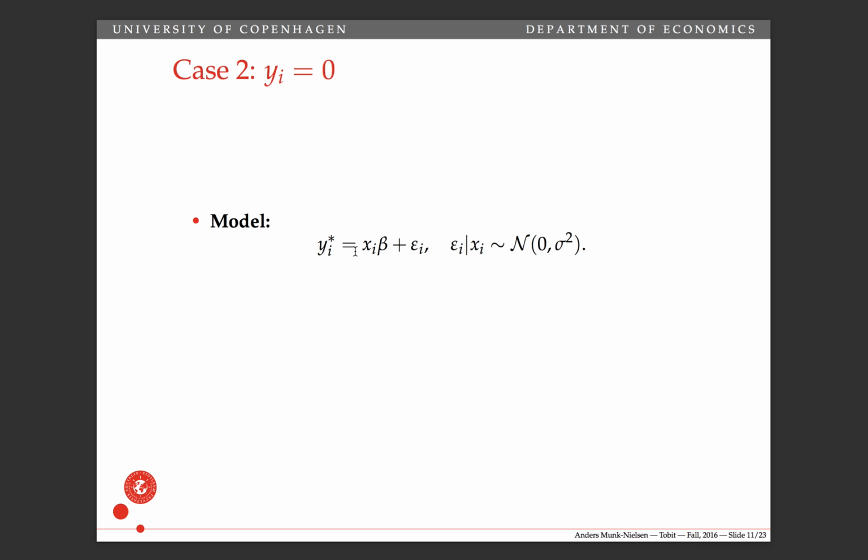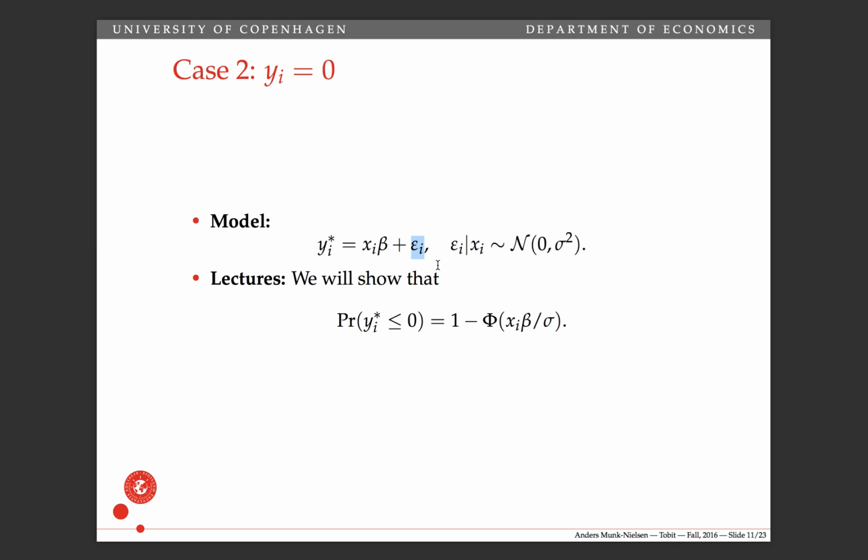Okay, case 2. So this is what the model looks like. Y star is x beta plus epsilon. And at the lectures, we're going to show that the probability that y star is smaller than or equal to 0 is 1 minus uppercase phi of xi beta divided by sigma. You can already get the sense that the way we're going to show that is by inserting the definition of y star here, and then we isolate the only thing here that's stochastic, which is epsilon.